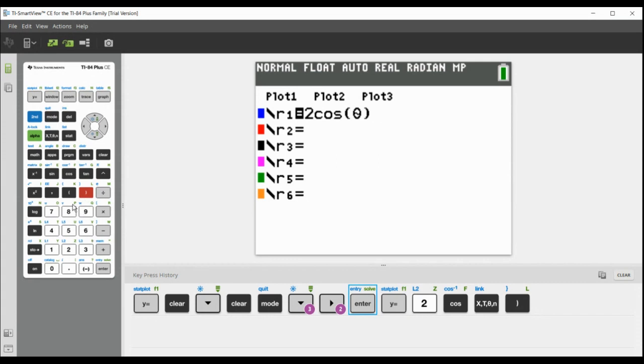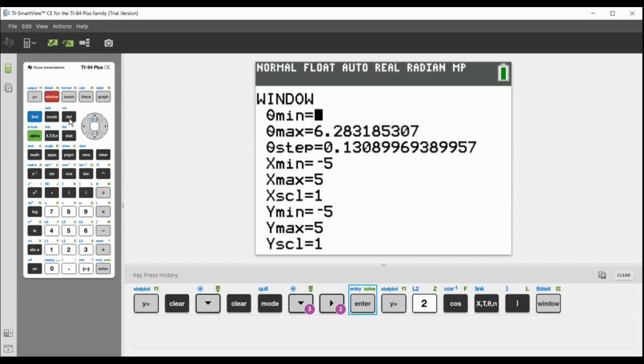Okay. All right. Now we got to go to window. Now your window is going to be a theta window. So I'm going to let my theta min be 0 radians. Theta max, well, we only needed to go up to pi. So I will type in pi there.